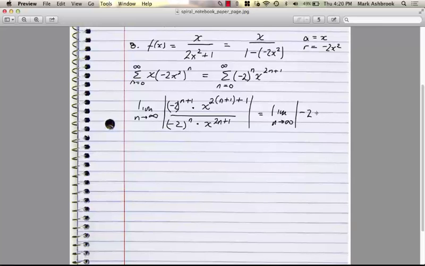And then how many more x's will we have in the top? This exponent here is 2n plus 3, right? 2 times 1 plus another 1. So it'll be 2n plus 3, and then this is 2n plus 1. So how many more x's do I have in the top than the bottom? 2.